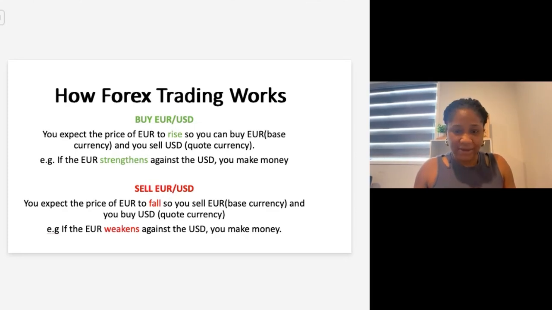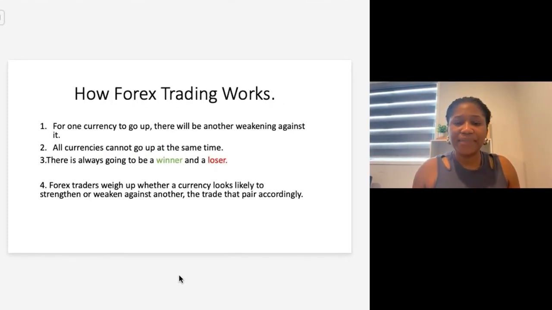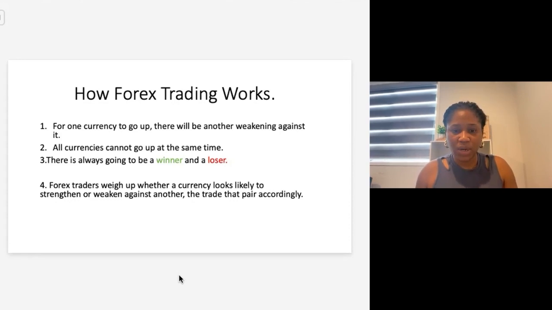So it depends on what you have seen in the market that makes you want to buy or sell. Okay, so talking about how Forex trading works, for one currency to go up, there would be another weakening against it. So if euro USD is going up, definitely the USD is going to be weakened. So all currencies cannot go up at the same time. That's not possible. There is always going to be a winner and a loser.